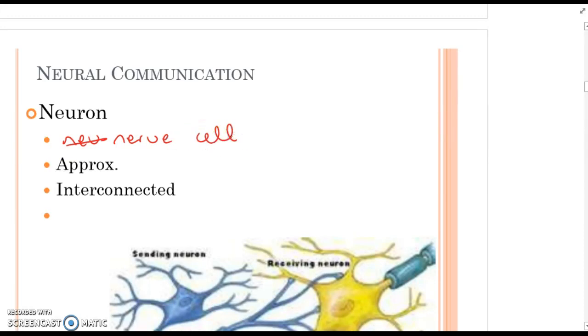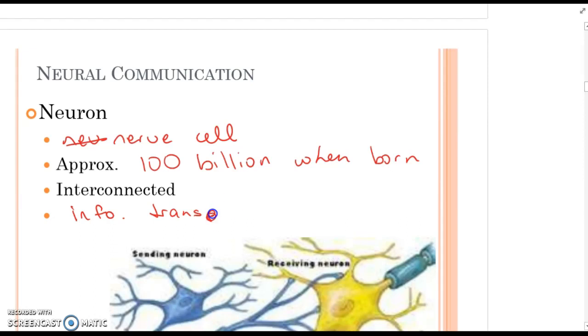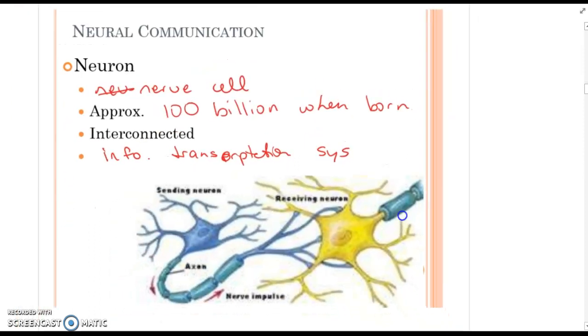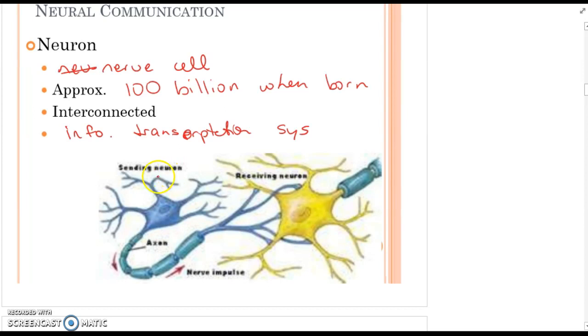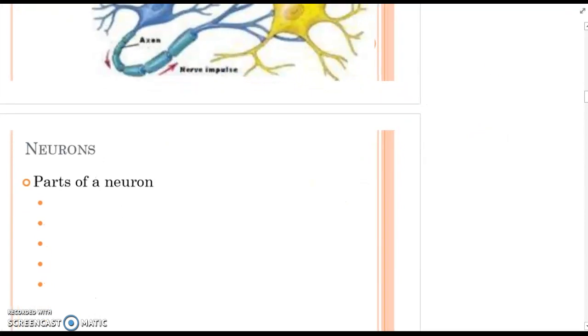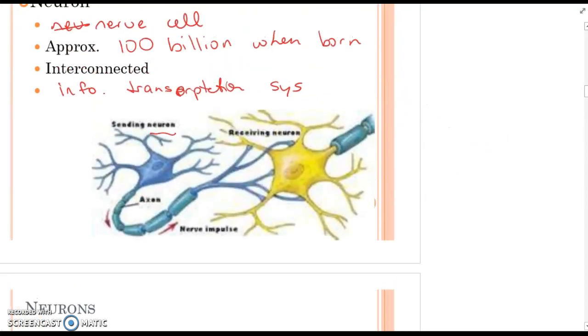So how cells actually communicate with each other is through a neuron cell. Okay, there's a bunch. When you were born, there were about 100 billion, and they're all connected together, and that is what we're going to call the body's information transportation system. So how information is transported throughout the body. Okay, so let's focus on this picture. So here's a neuron. It's sending information, and let's see if there's a better picture coming up. Actually, there is a better picture coming up, so I'll get to that in a second.